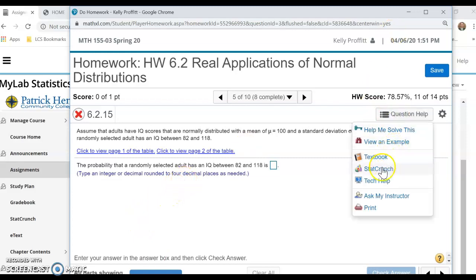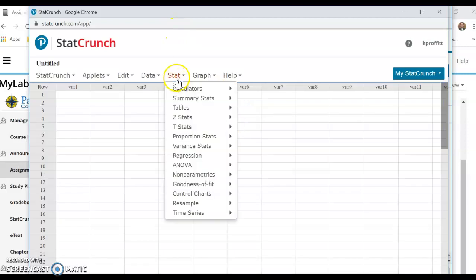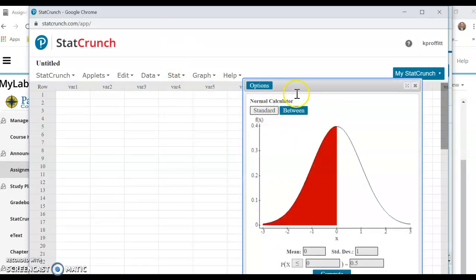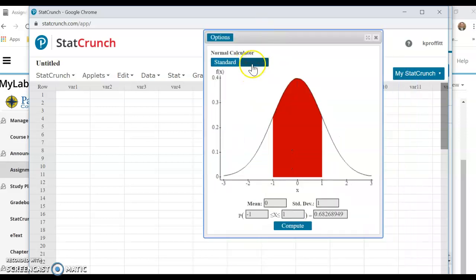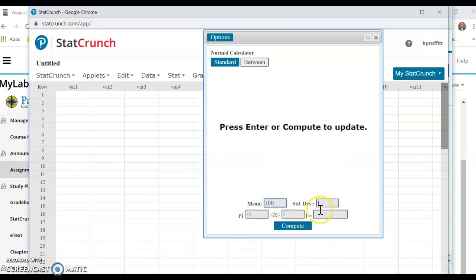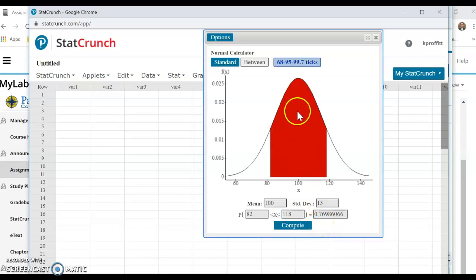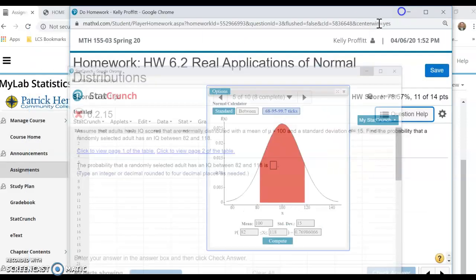So we're going to go back exactly to StatCrunch. We're going to click on Stat Calculator Normal. This time we're looking between. So we're going to click up here where it says between. And we have a mean of 100 and a standard deviation of 15. And the 2 IQ scores that we're looking for, the lower bound is 82 and the upper bound is 118. And so this box will give us the probability that the IQ score would fall between these 2 IQ scores. So when we click compute, we get the probability between here to be 0.7699.